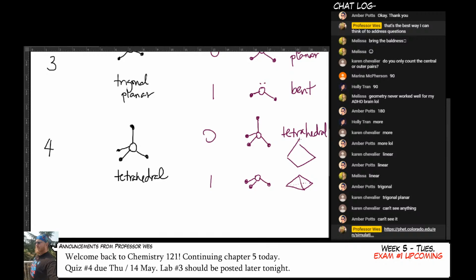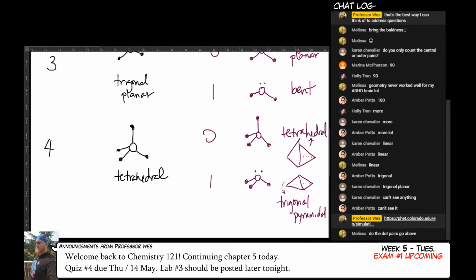So these are not the same thing. This one is much shorter, so we're going to give it a different name. We're going to call it trigonal pyramidal. I didn't put the electron pair on here. I'm sorry. There we go. Oh, I got it just before you asked me. I forgot to put the dot pair.